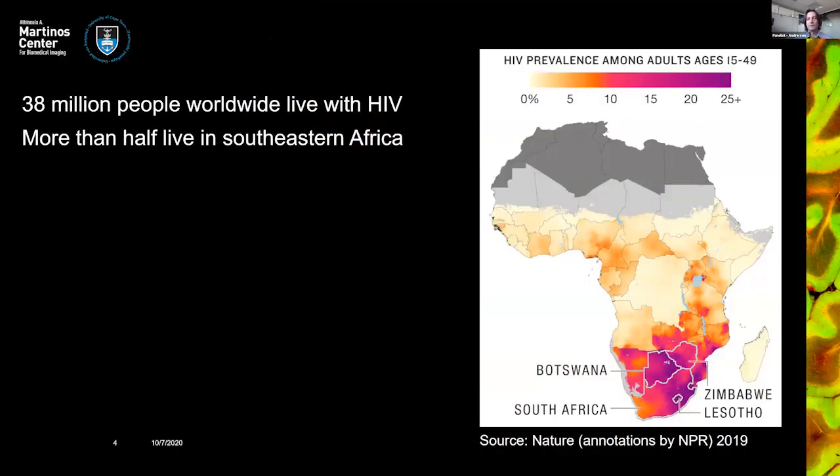38 million people worldwide live with HIV currently, but more than half of these people live in Southeastern Africa. And this map from Nature from last year shows nicely how the distribution, even in sub-Saharan Africa, of people living with HIV is quite non-uniform, with most of the people living in Botswana and South Africa, especially the eastern part of South Africa. Cape Town is in the southwest corner of South Africa where we do the work.